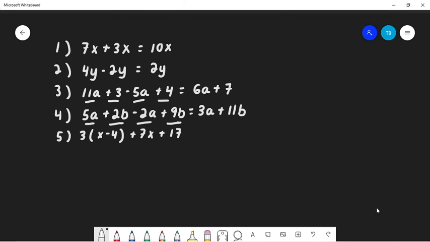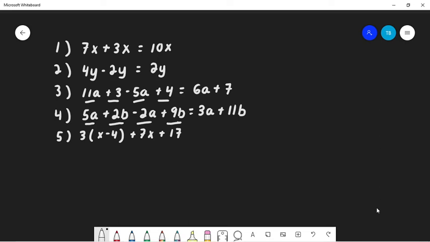Alrighty, now let's take a look at number 5. This is probably going to be the most challenging one, perhaps, of the 5. So we have an expression here, 3 times the difference between x minus 4. So this might throw us off a little bit, but it needn't throw us off. All we have to do here is just distribute the 3 to each of the terms inside the parentheses. And we can do that because of the distributive property. And then once we do that, then we can combine all our like terms as we did before.